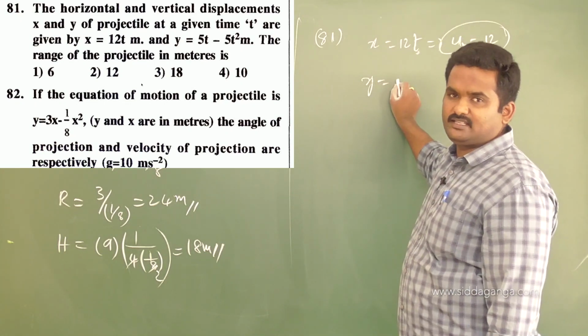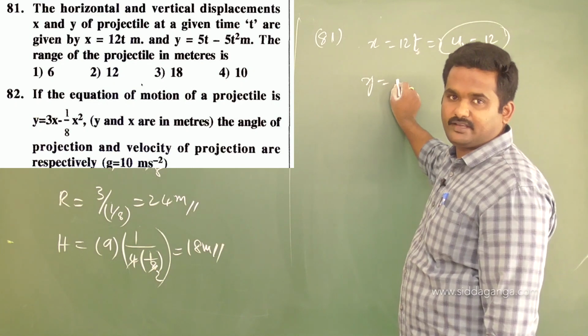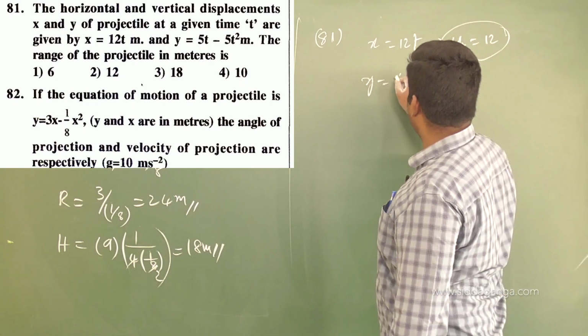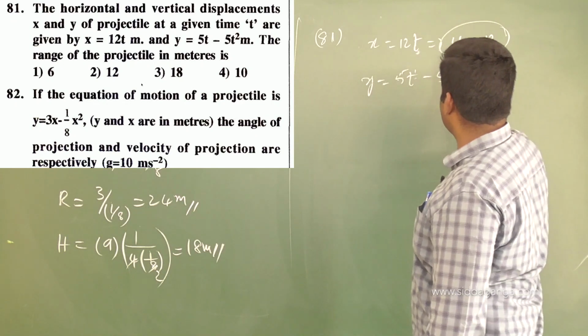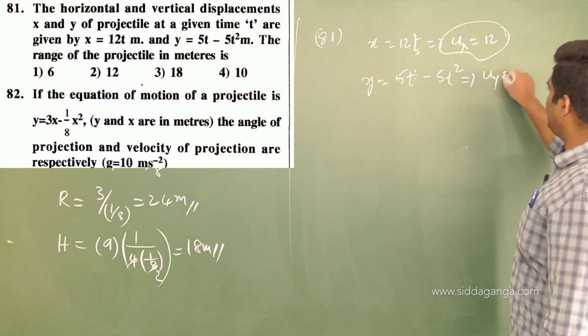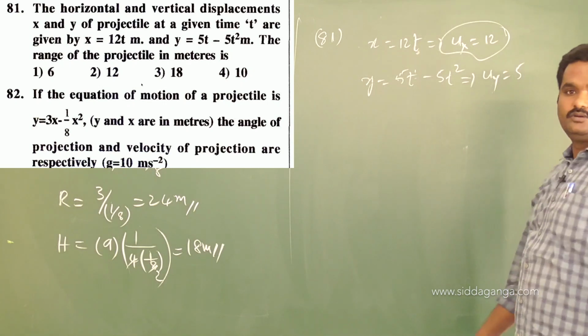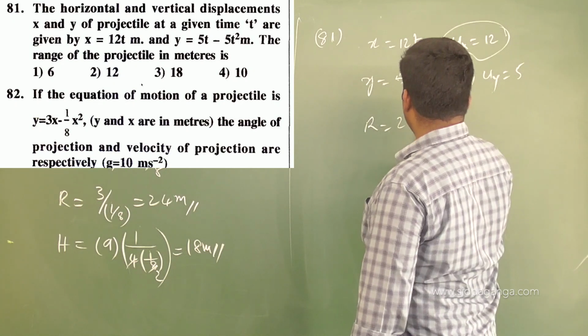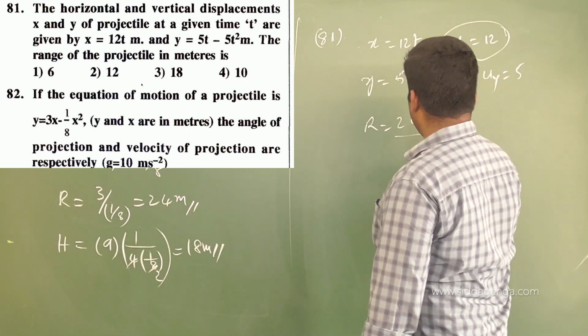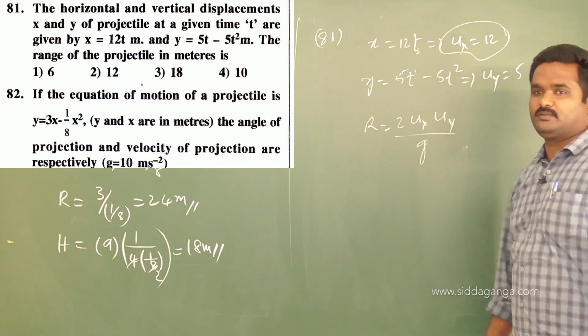Y is 5t minus 5t square they are telling. Okay. So then y equals to 5t minus 5t square in the sense. What is the value of uy? 5. Ux and uy you know. Then how to find the range, formula is what? 2 into ux into uy divided by g. This is component method I told you to remember.